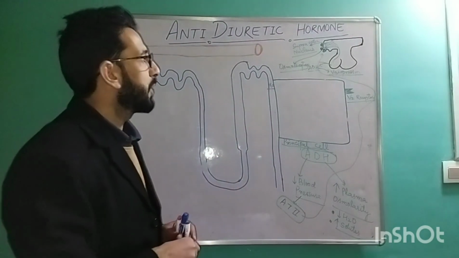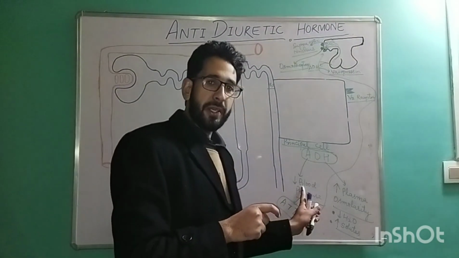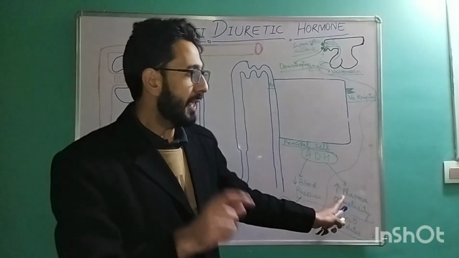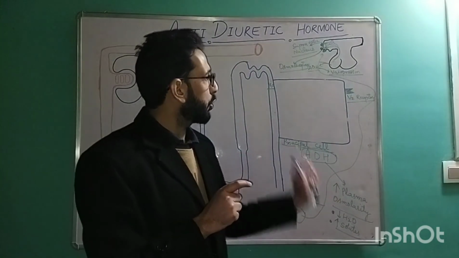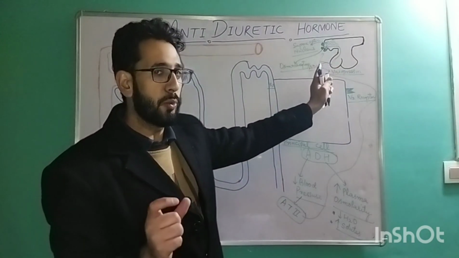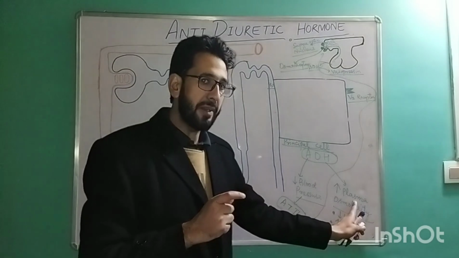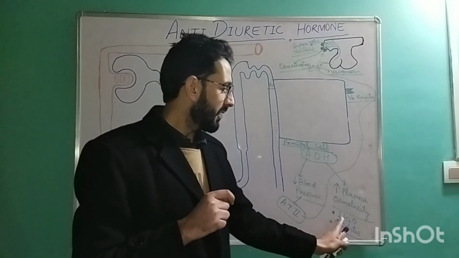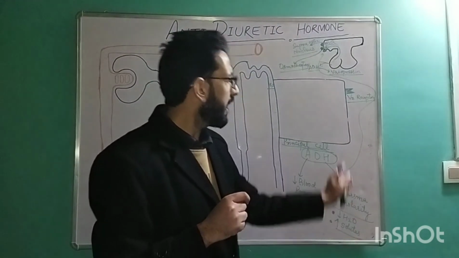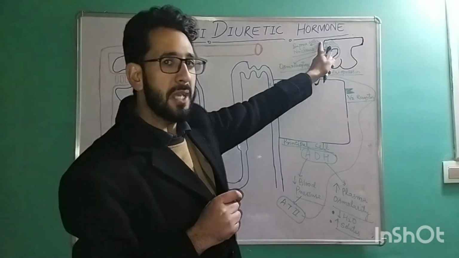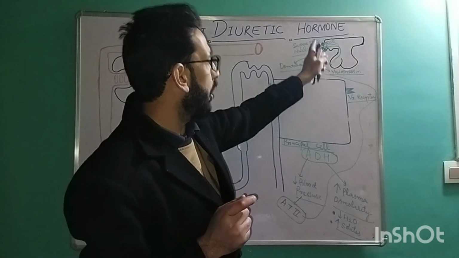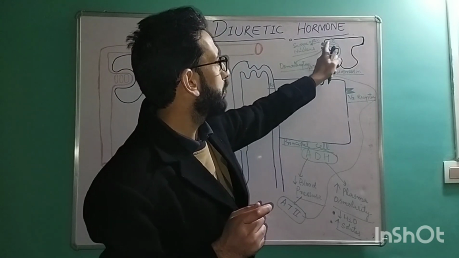One more time. Whenever there is decreased blood pressure or increased plasma osmolarity in our body, both these things stimulate our supraoptic nucleus for the release of antidiuretic hormone. Increased plasma osmolarity means that in our plasma there is decreased water and increased solutes. This change is detected by the osmoreceptors in the hypothalamus, and once they detect it, they stimulate the supraoptic nucleus.